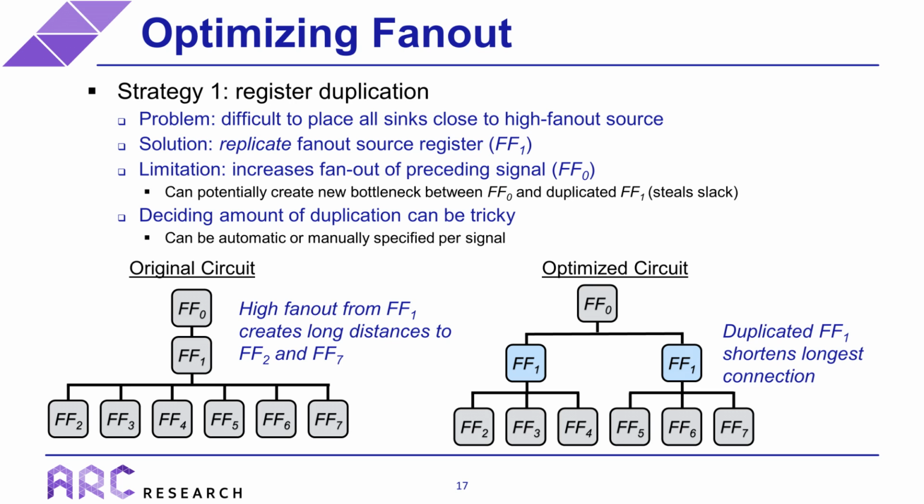This means that in some situations, register duplication might just shift the timing violation from the original fan-out to some preceding path. In general, this issue makes it challenging to select the exact amount of duplication that is best for any situation. It can be done automatically by the synthesis tools, but in my experience, a manual exploration of potential replication amounts is usually needed, or at least can provide you with some benefit.